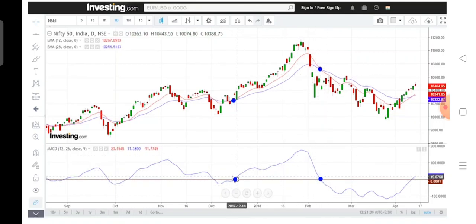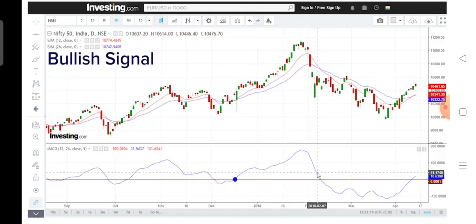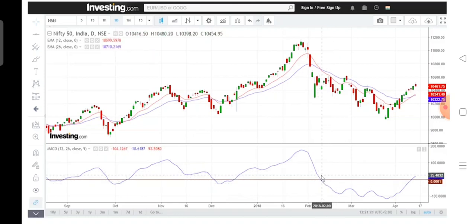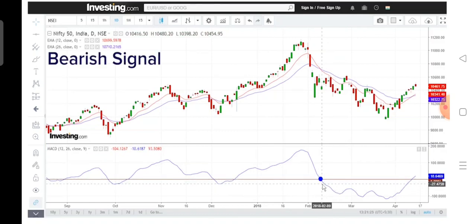So when MACD moves from below zero to above zero, there is a buying signal, a bullish signal. On the contrary, when MACD moves below the zero line, this is a selling signal or shorting signal.